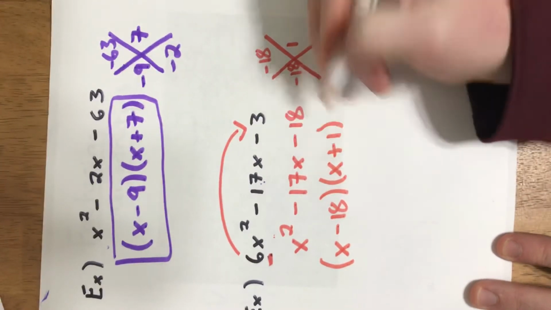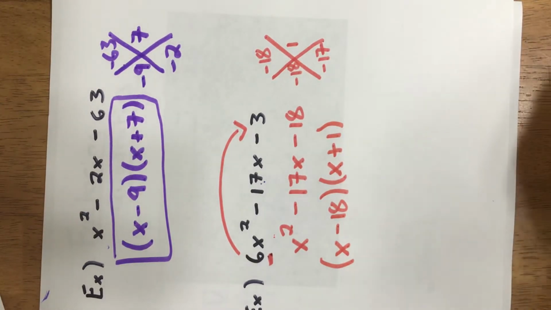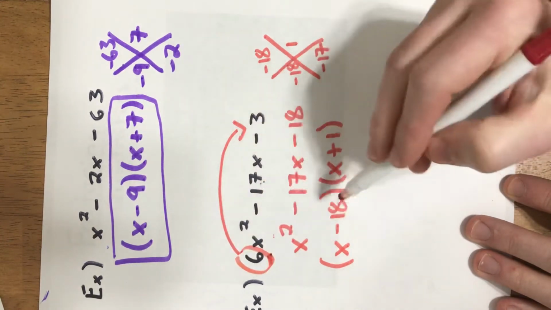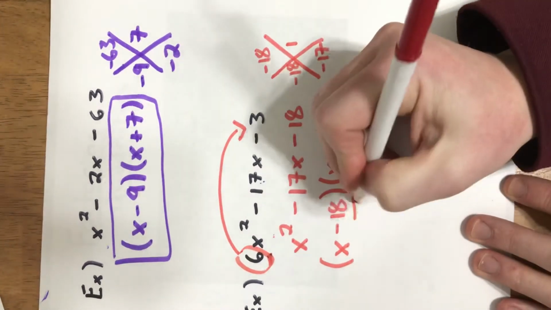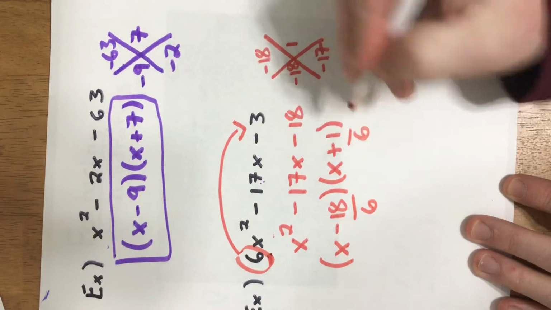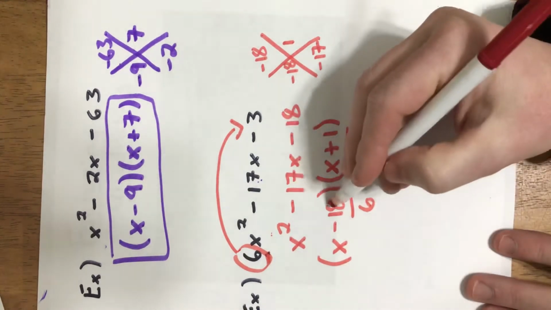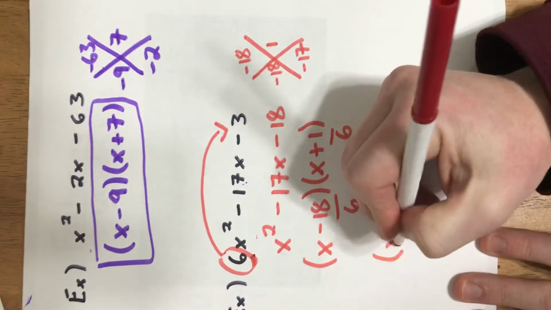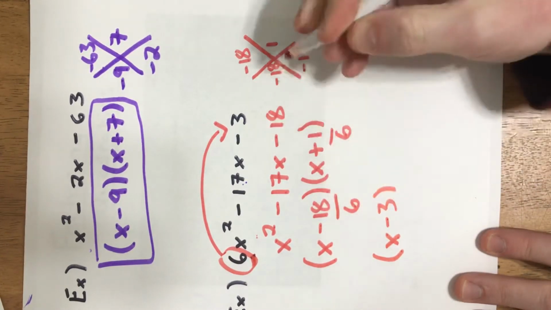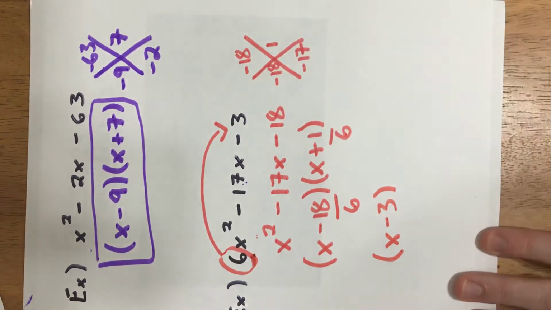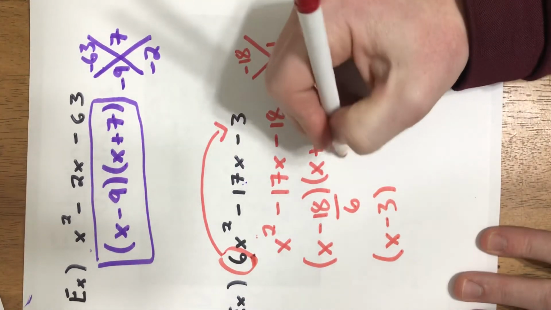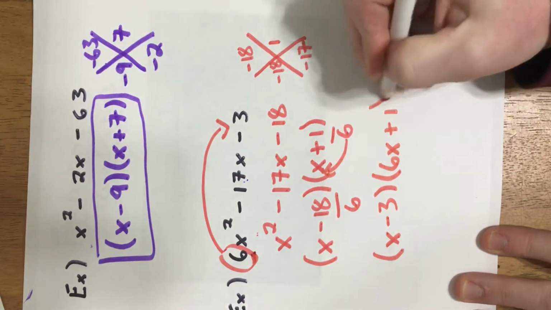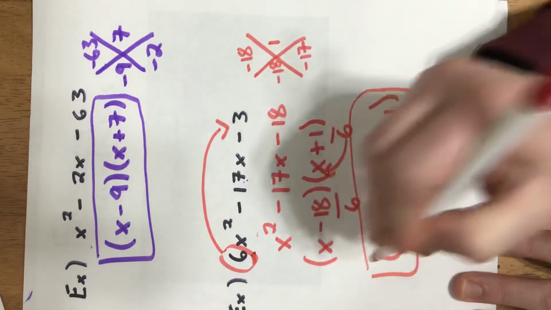x plus 1. Now, probably the trickiest part of slip and slide is remembering to slide this 6 back in. So I've got to divide both of these here by 6. 18 divided by 6 is going to give me 3. So this will end up being x minus 3. And 1 divided by 6, I'm not going to be able to do that, so I pop that 6 up front. That'll be 6x plus 1. That's my answer here.